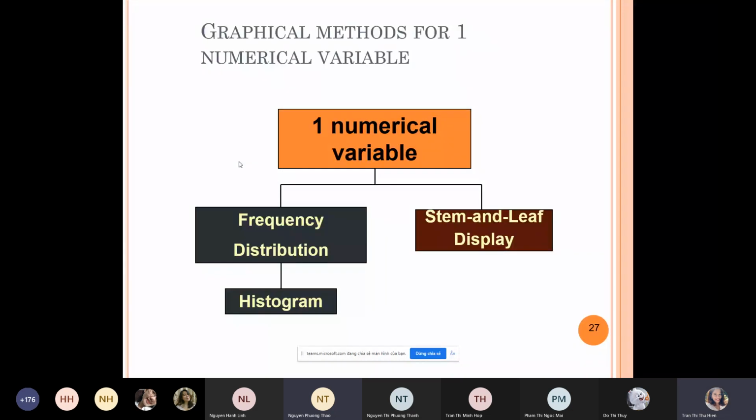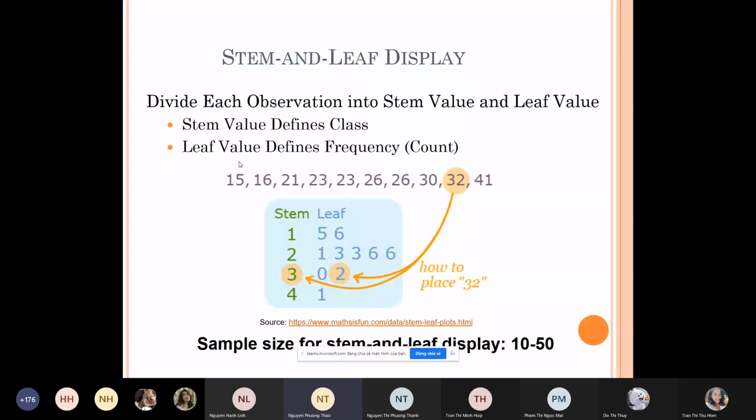Okay, and this is presenting the data graphically, and for the second one we can use a frequency distribution or a stem and leaf display. Now, when I have the information here, the list of numbers 15, 16, 21, and so on, it is ordered from the smallest to the biggest. And how do we present the data using a stem and leaf display?